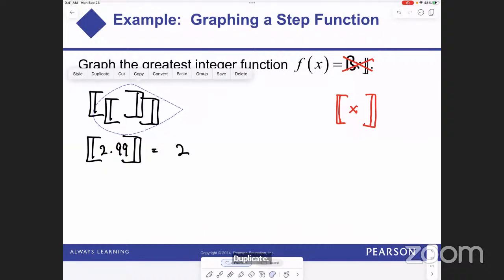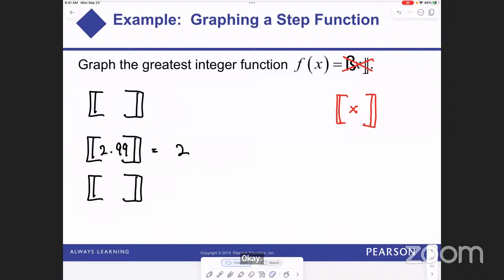All right. What's the greatest integer less than or equal to 2.5? What's the integer to the left? 2. Okay.